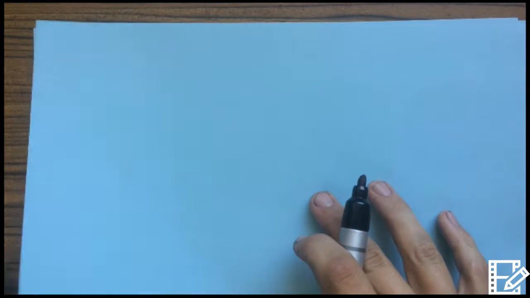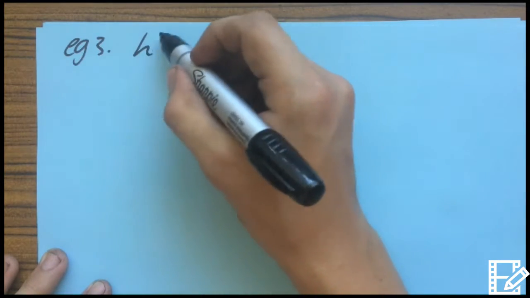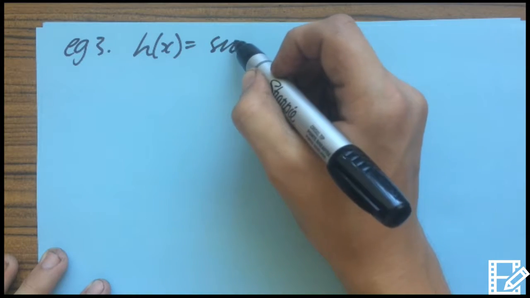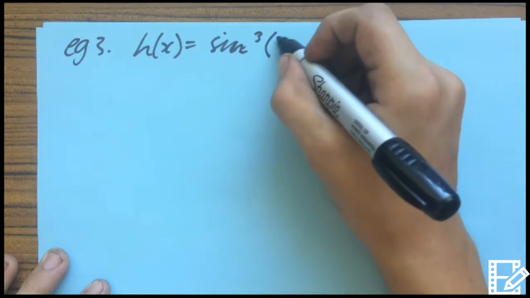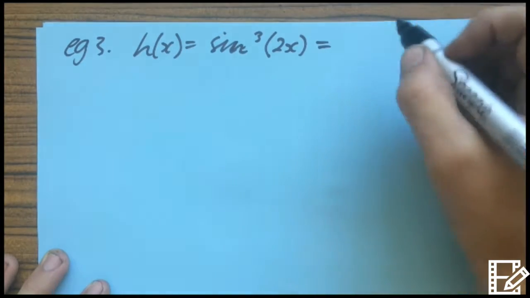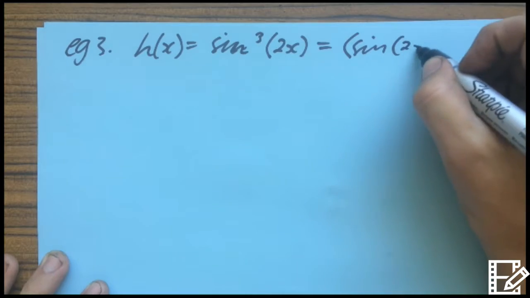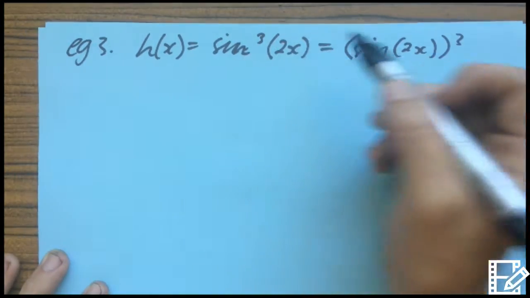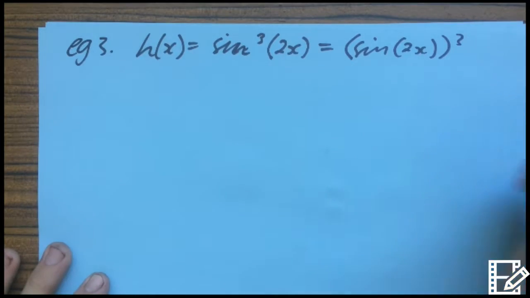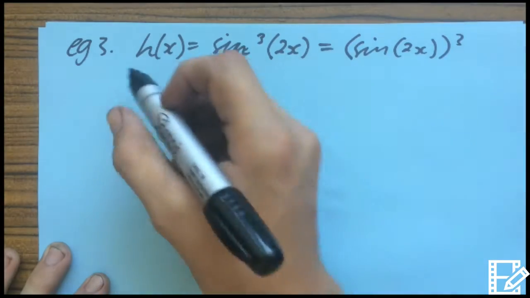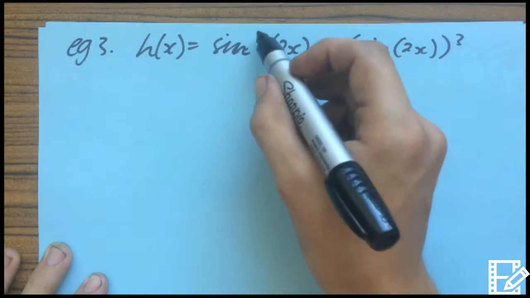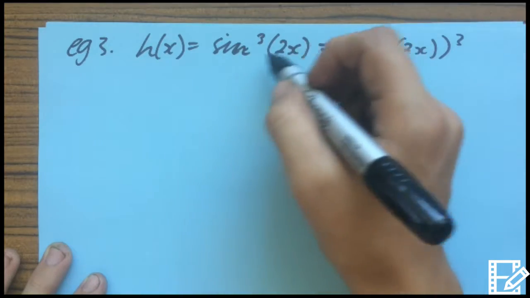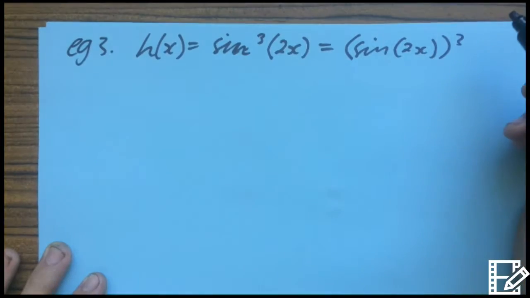So, on to our third and final example. We'll have hx equals sine to the power of 3 of 2x. Now, that equals sine 2x to the power of 3, because that's just a neat way of writing it. I just thought I'd show you, just in case you come across it and you have no idea. Now you do. It's just, you basically, whatever, if that's a 2, you're squaring everything in there. If it's a 3, you're cubing everything in there. And yeah, you understand now.